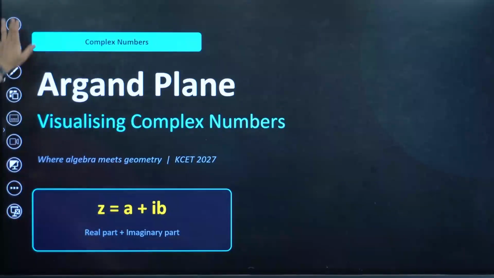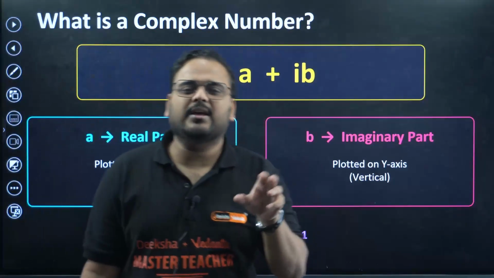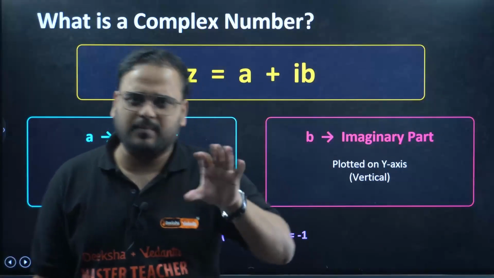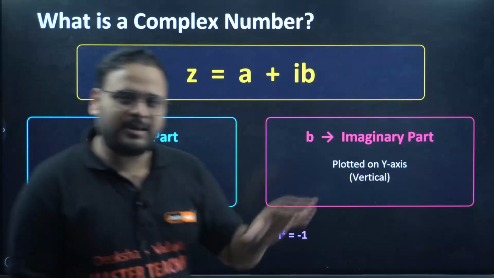So of course, the topic is very simple, so we'll just quickly understand or revise what is the complex number, and then we'll move on to the Argand Plane side only.